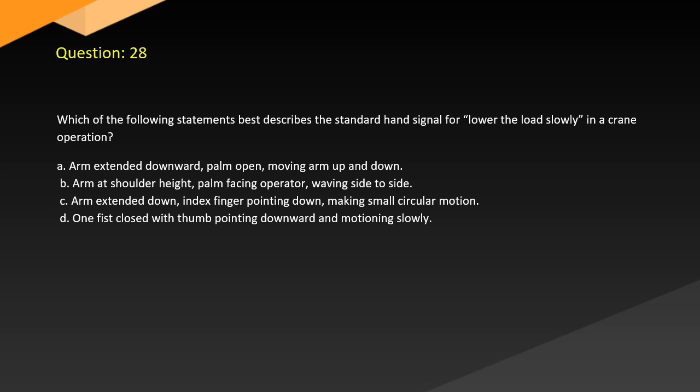Question 28. Which of the following statements best describes the standard hand signal for lower the load slowly in crane operation? A. Arm extended downward, palm open, moving arm up and down. B. Arm at shoulder height, palm facing operator, waving side to side. C. Arm extended down, index finger pointing down, making small circular motion. D. One fist closed with thumb pointing downward and motioning slowly.